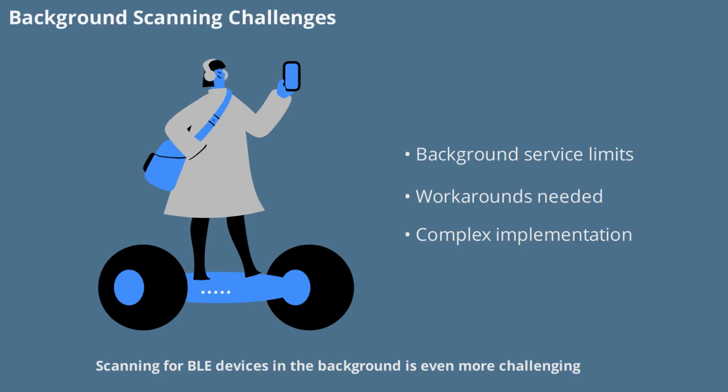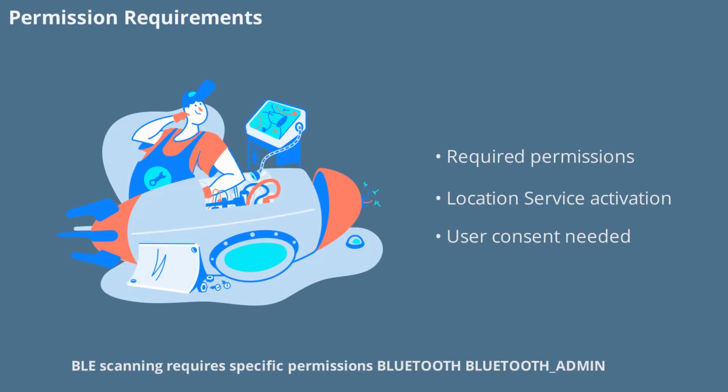Scanning for BLE devices in the background is even more challenging. Google limits how long background services can run, typically killing them after 10 minutes. Developers must implement workarounds, such as using foreground services or carefully managing permissions and Bluetooth state. These restrictions make background scanning complex but necessary for certain applications. BLE scanning requires specific permissions: Bluetooth, Bluetooth admin, and access coarse location.